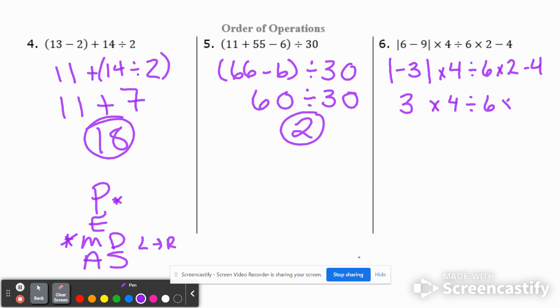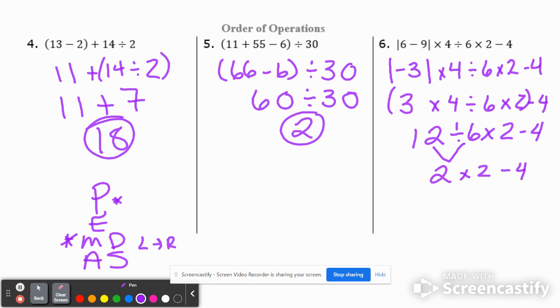All right, and now I've got this crazy mix of multiplication and division till I ultimately have subtraction. So I have to take care of all of that before I subtract 4. So let's start with 3 times 4, which is 12, divided by 6 times 2 minus 4. Okay, so now I'm going to take care of this. 12 divided by 6 is going to give me 2. I still need to multiply 2 and then subtract 4. So I'm going to multiply these together. 4 minus 4. And that whole mess gave me 0.